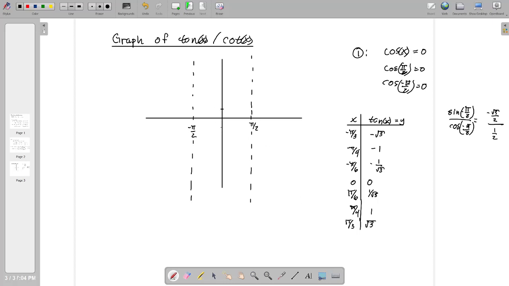If this is 1, let's go ahead and plot these. Our curve will look something like this. This should be a little bit more rounded. So this would be our tangent curve.